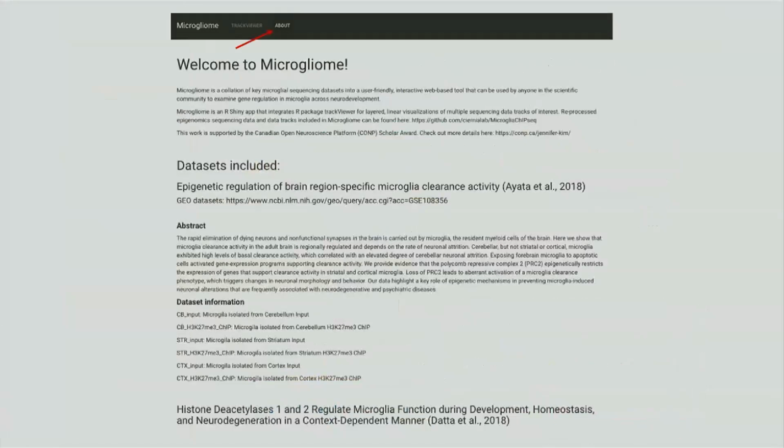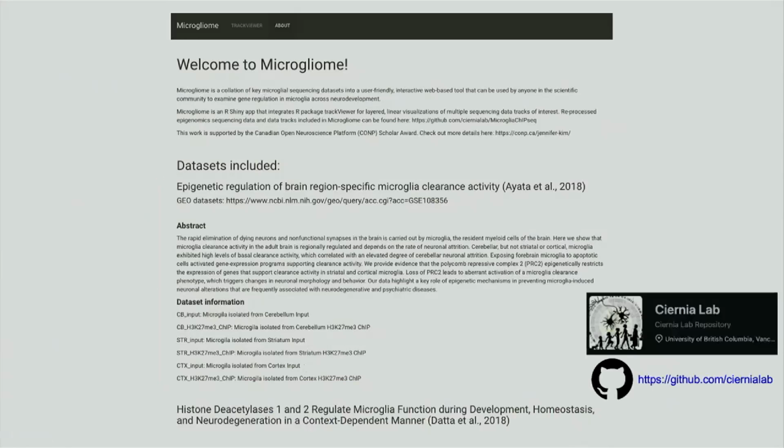Under the About page, there is a brief intro to Microgliome and what it's all about, followed by specifics on each of the data sets that have been included. So this includes an abstract of the paper that the data set comes from, what each of the tracks correlates to, and where on the GEO repository you can find them. And all of the code for the Microgliome app, as well as for the data sets that were reprocessed, can be found in different repositories on the Ciernia Lab GitHub page. And eventually the protocols will be written up and posted onto OSF and other CONP related platforms.